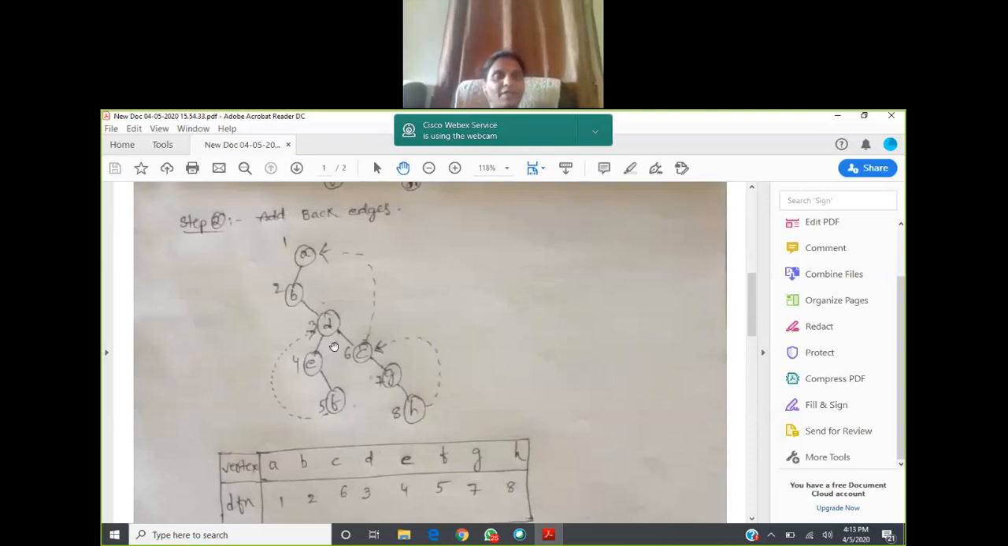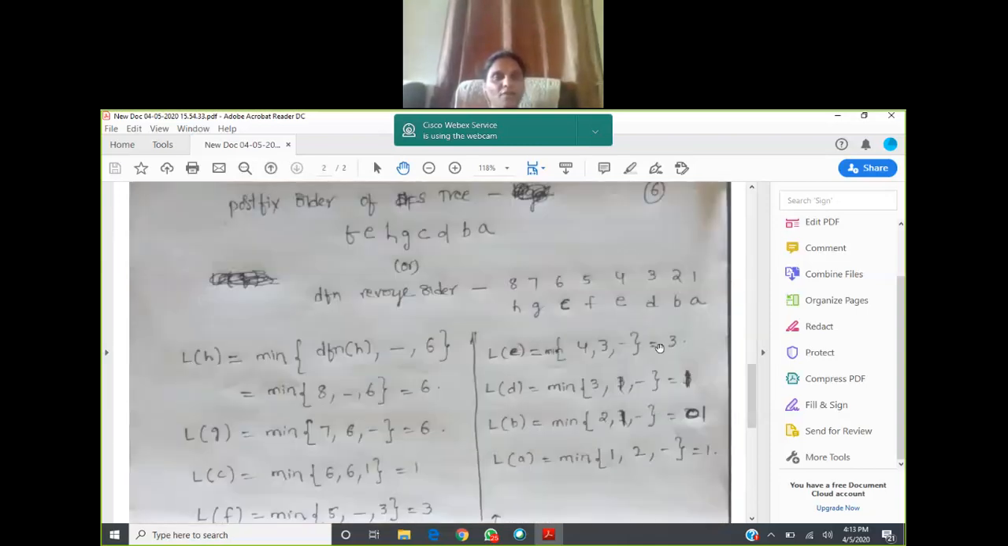Once again I am repeating, for vertex D you are having two child nodes. First one is C and second one is E. If any vertex is having two child nodes, take the L value as the minimum which the vertex is having. So for C L value is 1 and for E L value is 3. Among 3 and 1 the minimum is 1. So take value as 1 and there is no back edge. The minimum is 1.